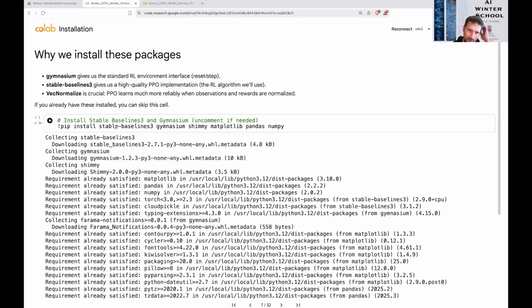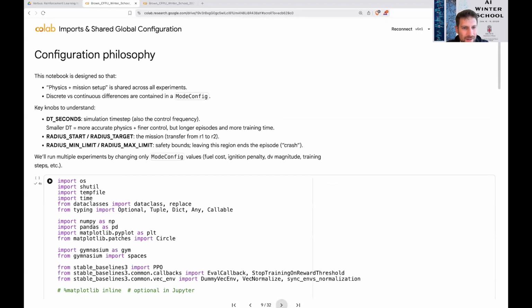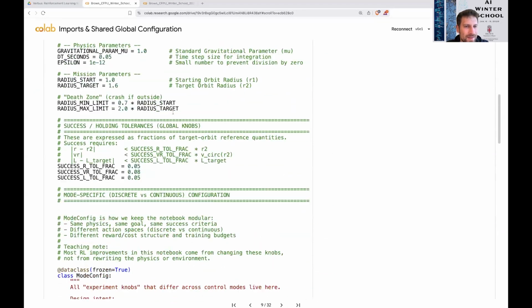And then we also use a library for normalization, where we always normalize our observations and rewards in some standard way, and that just helps the neural network, because it learns better if the inputs are normalized. So okay, we did the installations. The next is valuable to go through.